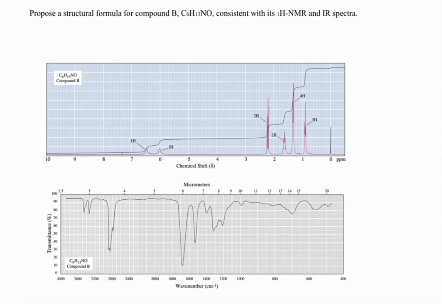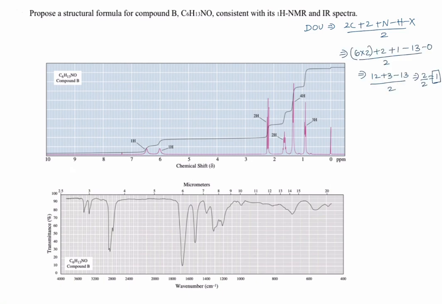Propose the structural formula for compound B with molecular formula C6H13NO consistent with its H NMR spectrum and IR spectrum. Now, since the molecular formula has been given, our first step would be to find the degree of unsaturation. So let's find it using the formula (2C plus 2 plus nitrogen minus hydrogen minus X) divided by 2. The degree of unsaturation has been found to be 1. So we can assume that it could be a ring structure or a double bond.